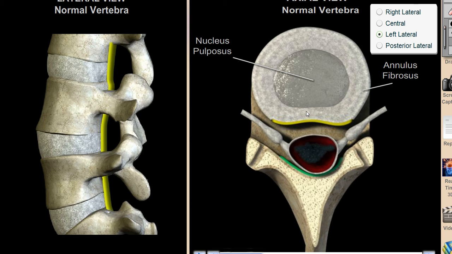We're going to see our disc, which has two parts to it. The inner part's the nucleus, the outer part's the annulus. We're going to have our spinal canal, which contains the nerve roots from our spinal cord that will give way and exit out of these holes on each level of the spine.